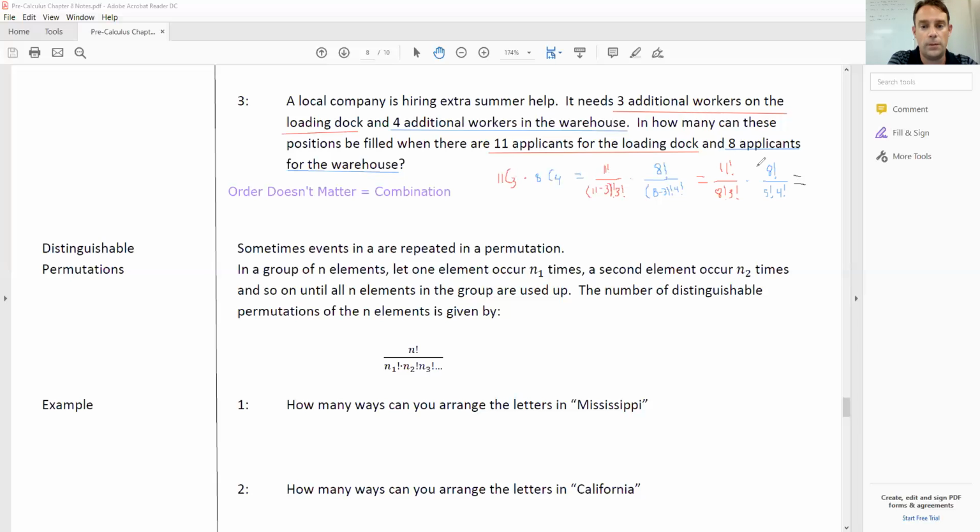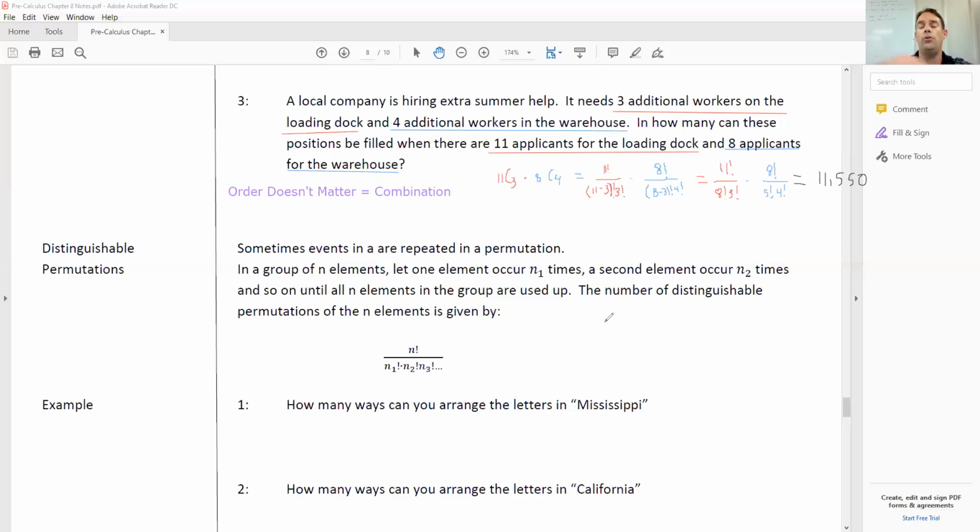Oopsies, I plugged it wrong into my calculator. 11C3 times 8C4. And we end up with 11,550 ways to do it.